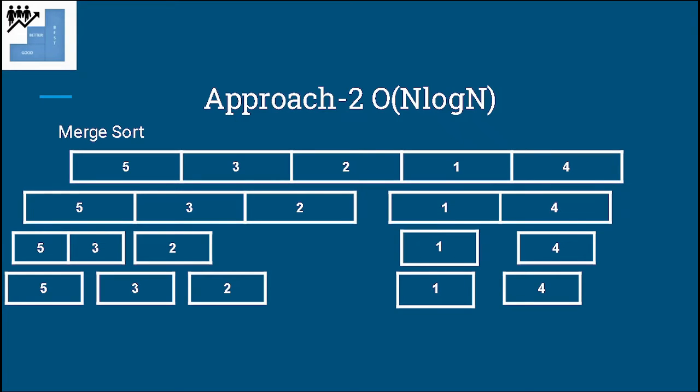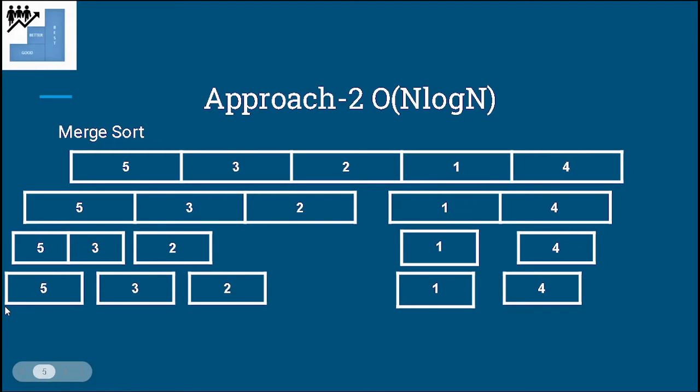In merge sort, we keep halving the array until arrays of size 1 remain. For example, we divide it into 5 3 2 and 1 4. Then 5 3 2 is divided into 5 3 and 2. And this is divided into 1 and 4. No further subdivisions are possible here, but here we can have 5 3 2 1 4 like that.